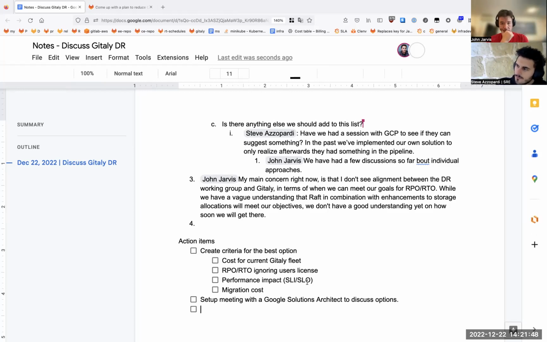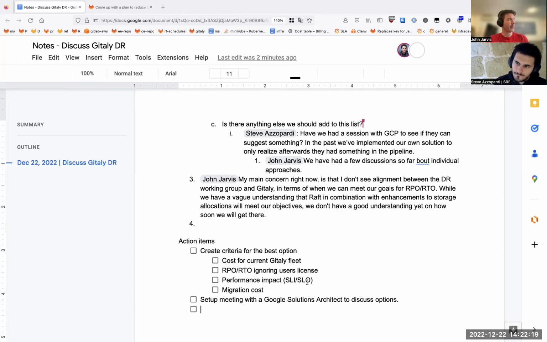Is there anything else that you need from the Gitaly stable counterpart on this, or is it mostly support? Do you want us to execute on any of this? I think that's going to be up to whether you have bandwidth to help. I probably don't, at least not in this quarter, but maybe we can work together on some of this stuff.